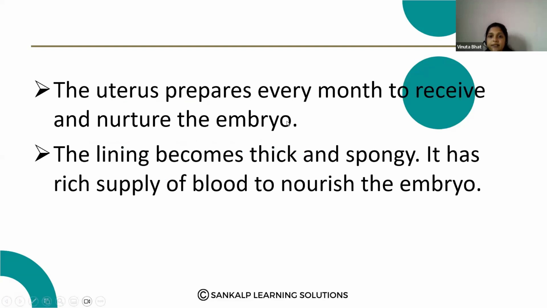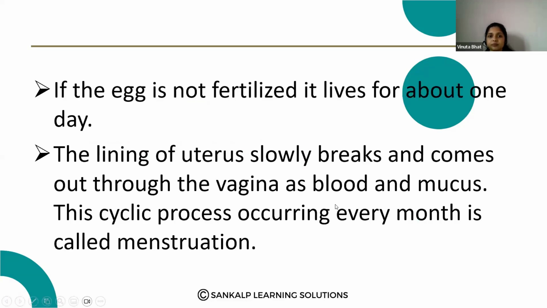The uterus prepares every month to receive and nurture the embryo. The lining of the uterus becomes thick and spongy. It has a rich supply of blood to nourish the embryo. The uterus gets ready to attach and nourish the embryo.